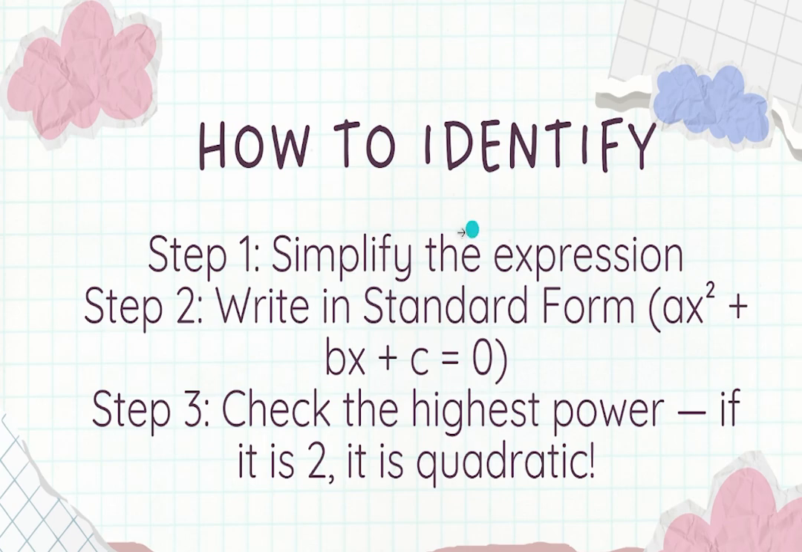And here's how to identify. First of all, you have to simplify the expression and then write it in standard form, which is ax square plus bx plus c is equal to 0. And then you have to check the highest power. If the highest power is 2, then it is quadratic. If the highest power is not 2, then it's not a quadratic equation.